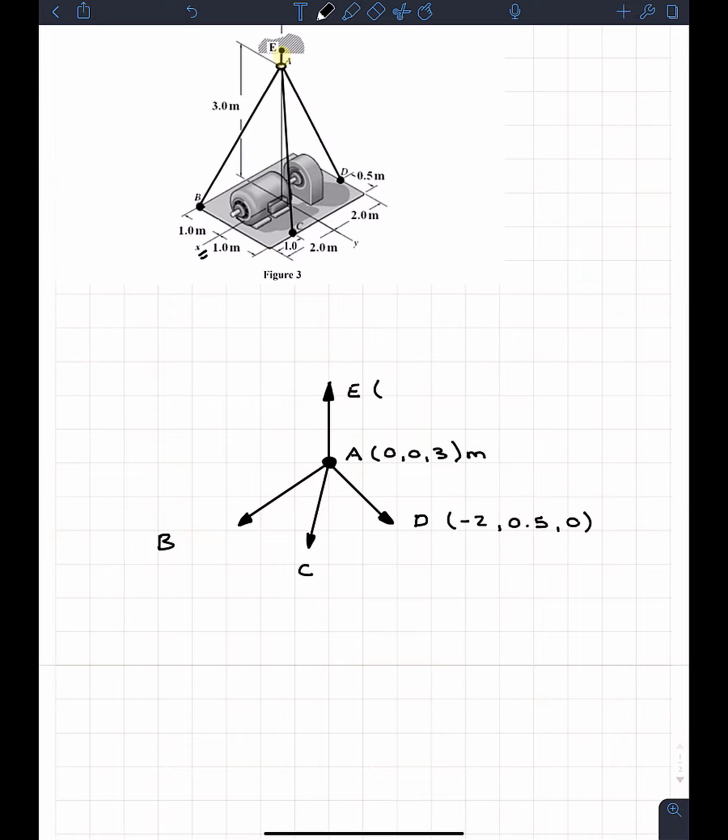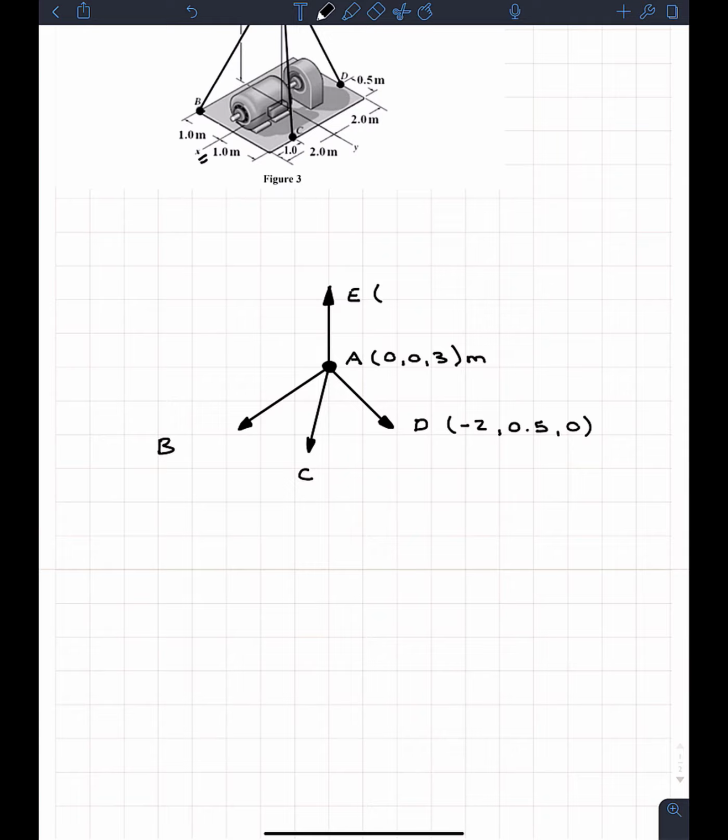And we can go through and say, okay, well, if we look at D, we know that it's going to be 1, 1, and 0, and that's in meters. And of course, point B is going to be 2, -1, and 0, and that's in meters as well.